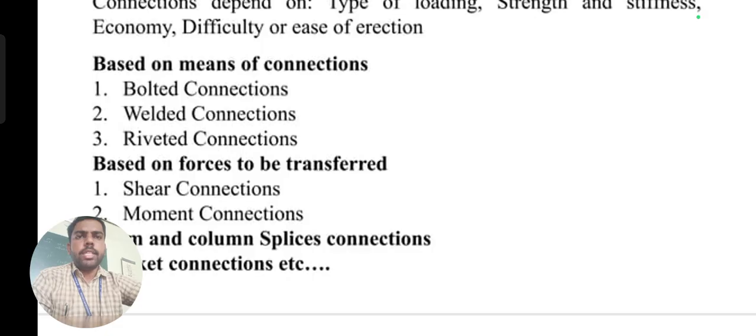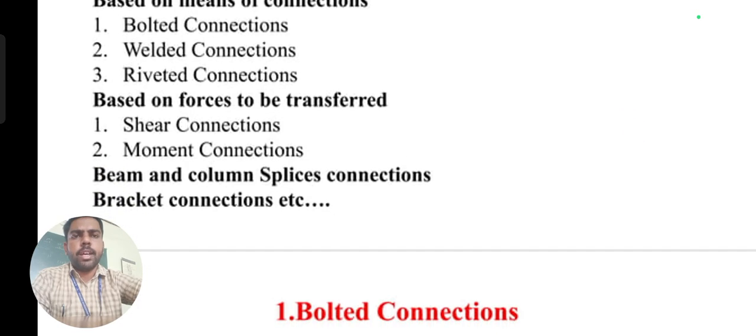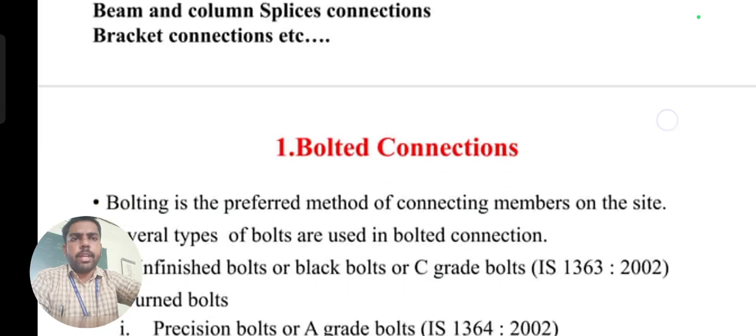And we are seeing the previous slide: bolted connections, welded connections, riveted connections. We know the difference between the bolted, riveted and welded. Based upon the force on that connection, two types of moments or loads act on that particular connection, that is the shear connection and moment connection. Here the beam and column should be spliced, meaning you have to provide an extra plate in that scenario.